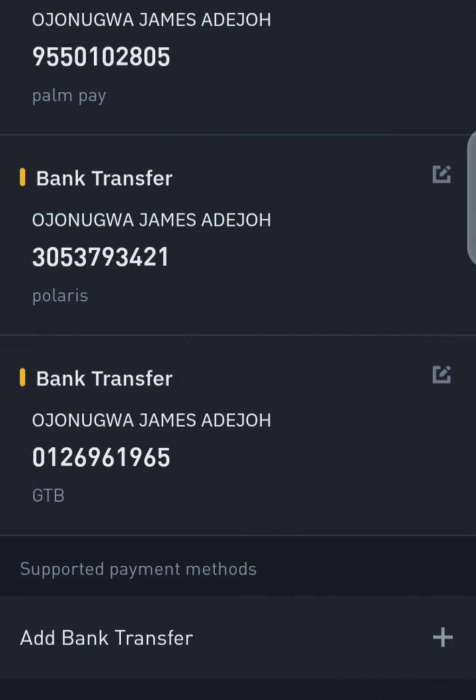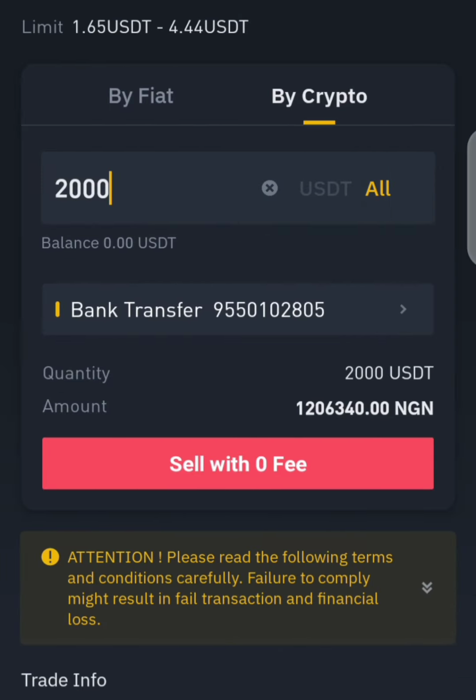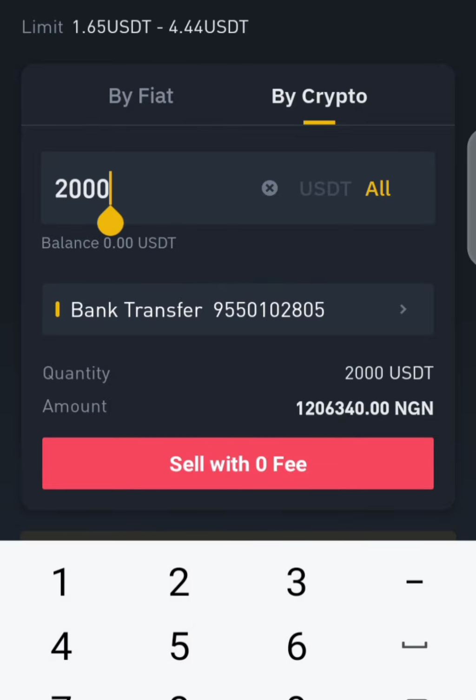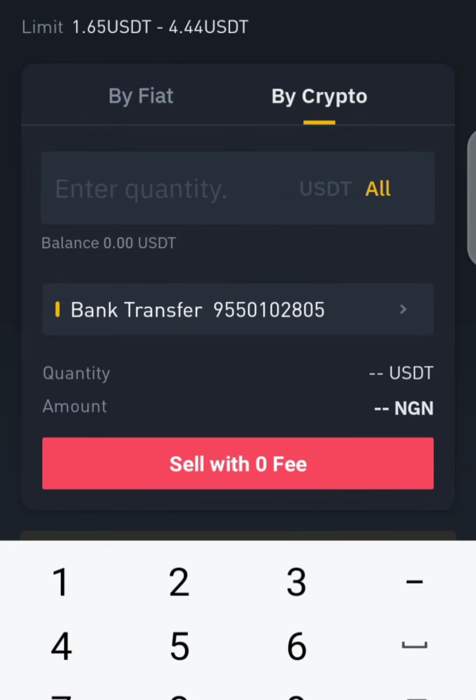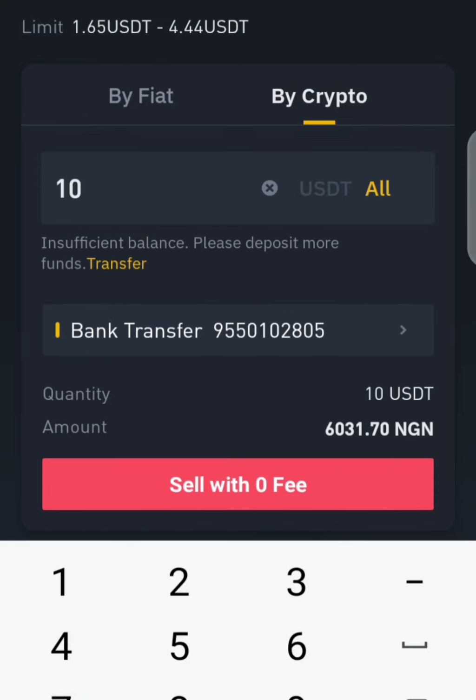Okay. Then after that, you click your account method. Let's say I want to use my PalmPay or my Polaris or my GT, anyone that I want. I use my Polaris PalmPay for instance, and 2,000 USDT will give me 1.2 million naira. Okay, but I don't have cryptocurrency right now to sell. So let's just put 10 USDT. It will give you 6,000 naira. Okay, the quantity is the amount.